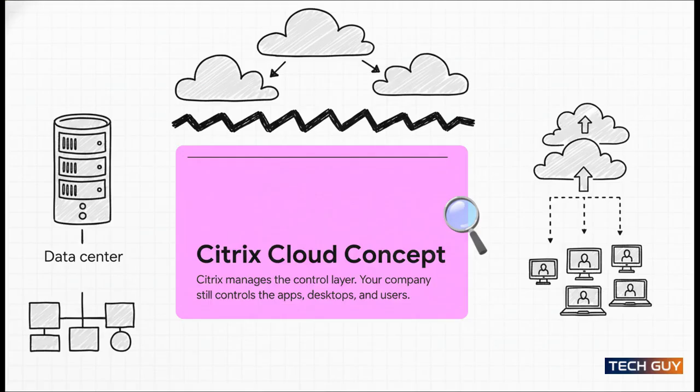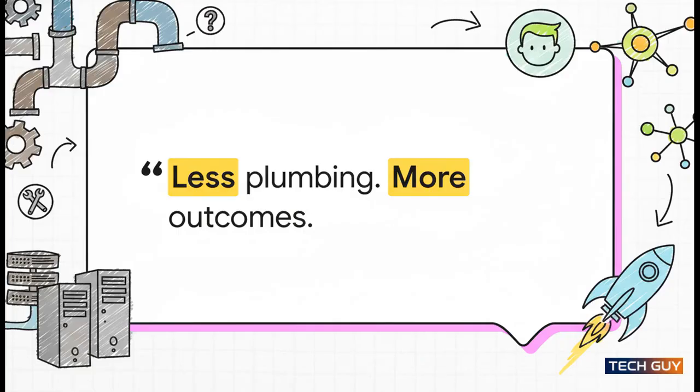And financially, this flips the script to an operational expense, an OpEx model. You're paying a subscription for a service instead of buying a mountain of hardware. And for an admin, this is an absolute game changer. It means you get to spend way less time on the plumbing, all that back-end maintenance and patching, and more time focusing on what the business actually cares about, delivering an awesome experience for your users and making sure their applications work perfectly. You shift from just doing maintenance to driving outcomes.